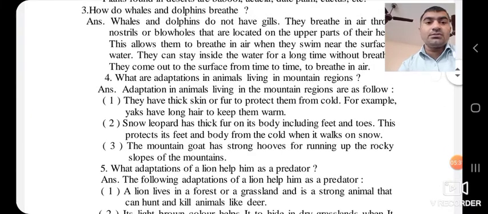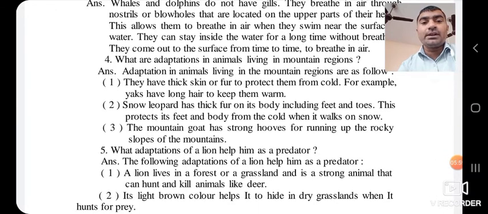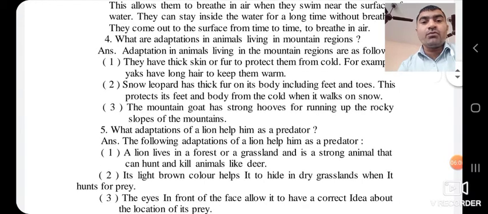So these are the features of the animals living in mountain regions, which help them to adapt to that condition. We have discussed yak, snow leopard and mountain goat. Yak has hair which protects it from cold, snow leopard has fur including toes and feet, and mountain goat has strong hooves which help to climb the rocks. Now state what adaptation of a lion helped him as a predator.